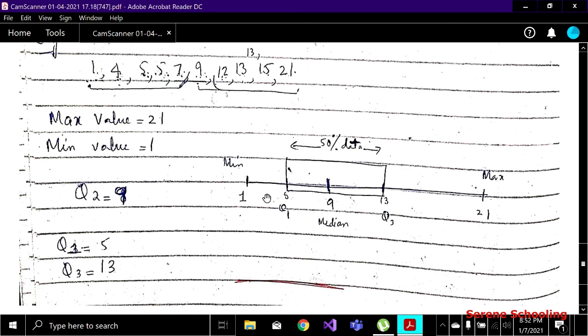So that's how we make the box plot, and we have to guess the distribution using the median and the length of these two lines. So I hope you got this concept.